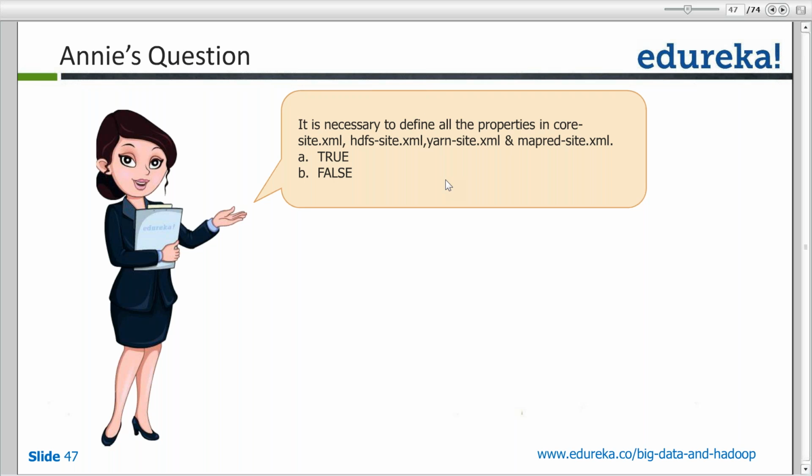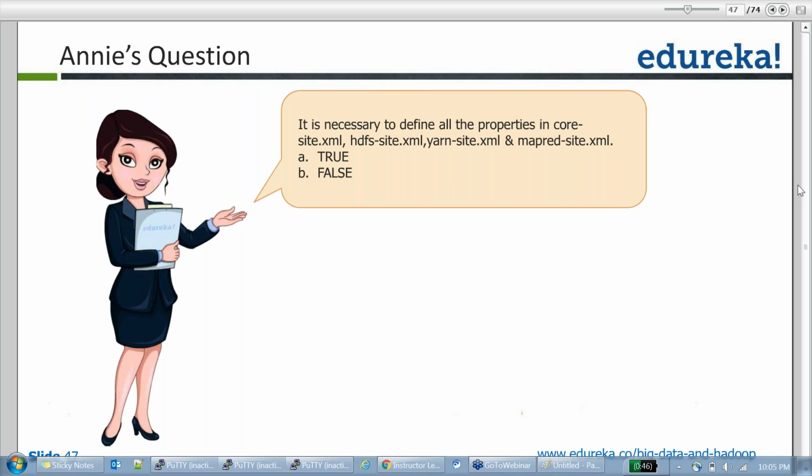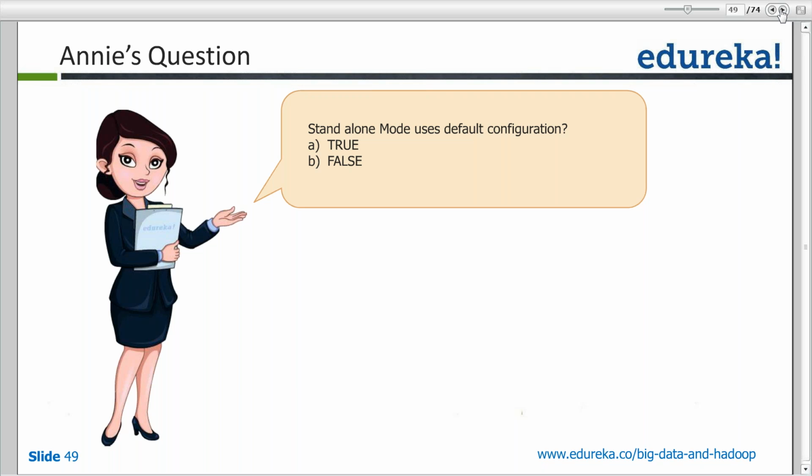Is it necessary to define all the properties in core-site, hdfs-site, yarn-site, and mapred-site? Most of you say it's false, except for Bhaskar and Shri. Let's see the answer. Yes, it's false. Okay, let's see the next question to get the detailed answer for this. Standalone mode uses default configuration. Is it true or false?